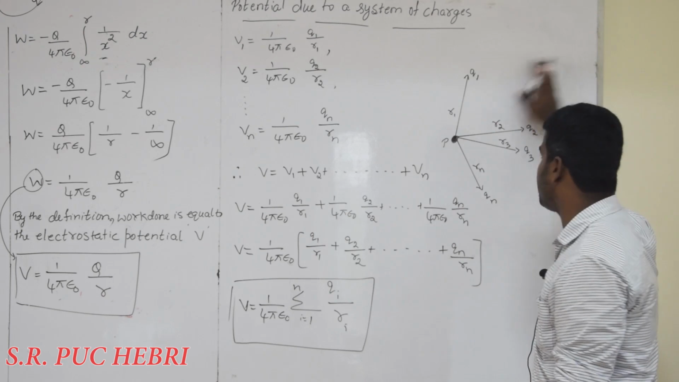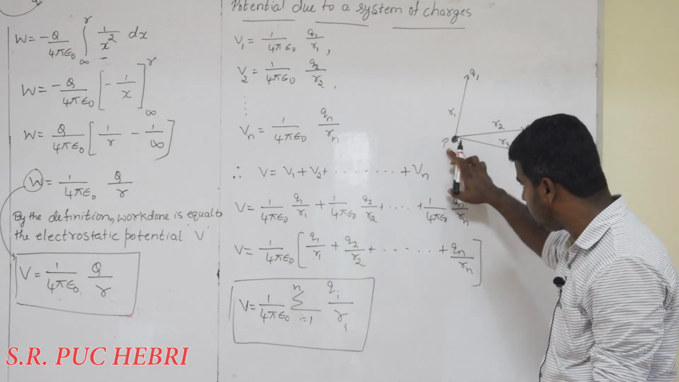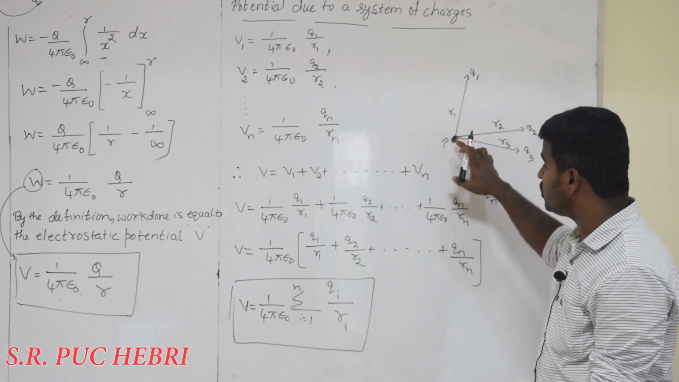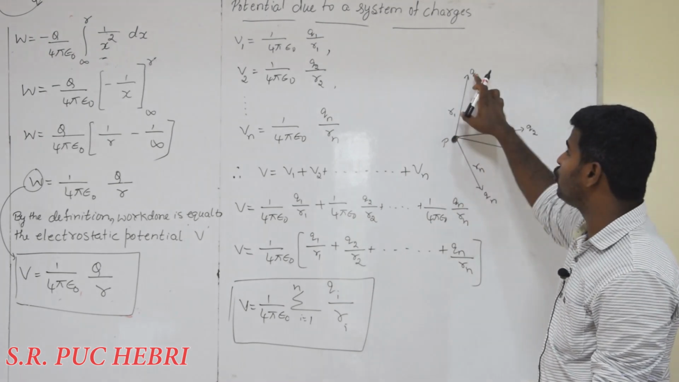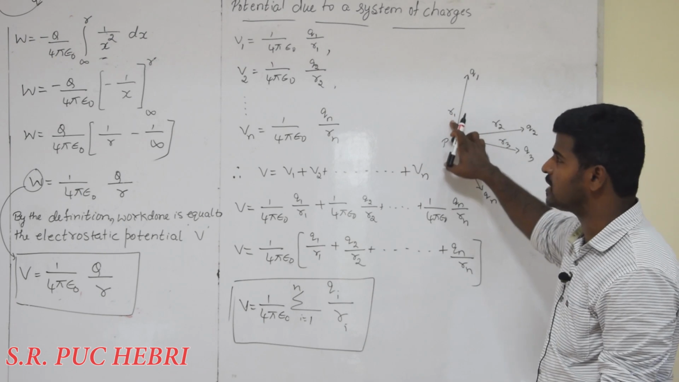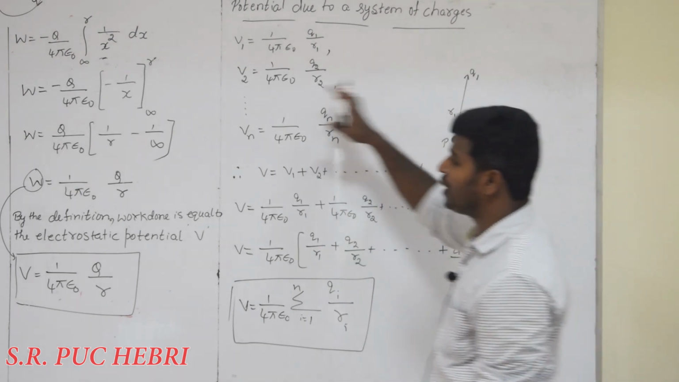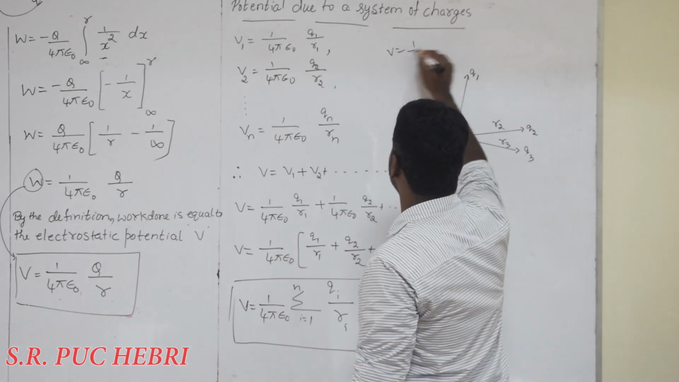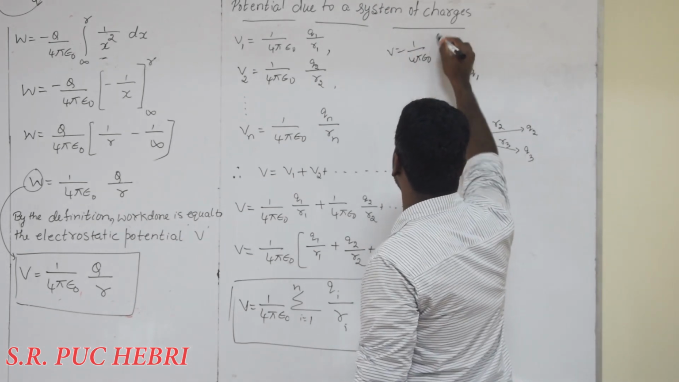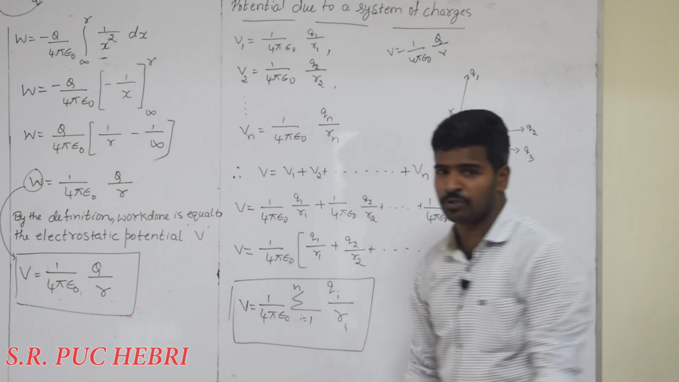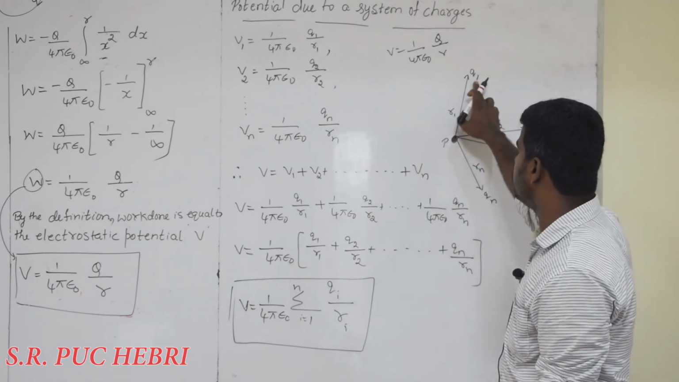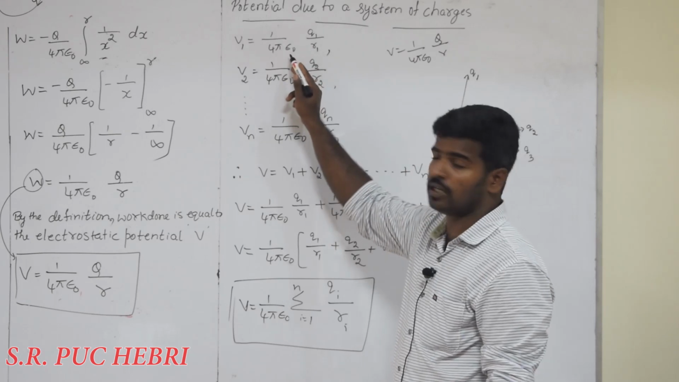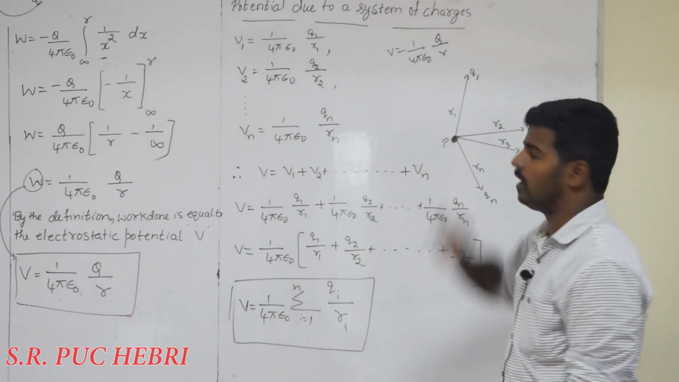Therefore, Q1 will be a point charge at a distance R1 from P. Therefore, the potential at P due to the charge Q1 at a distance R1. According to the derivation, V is equal to 1 by 4 pi epsilon naught Q divided by R is the general expression. Now, due to the charge Q1, that potential will be V1 is equal to 1 by 4 pi epsilon naught Q1 divided by R1.